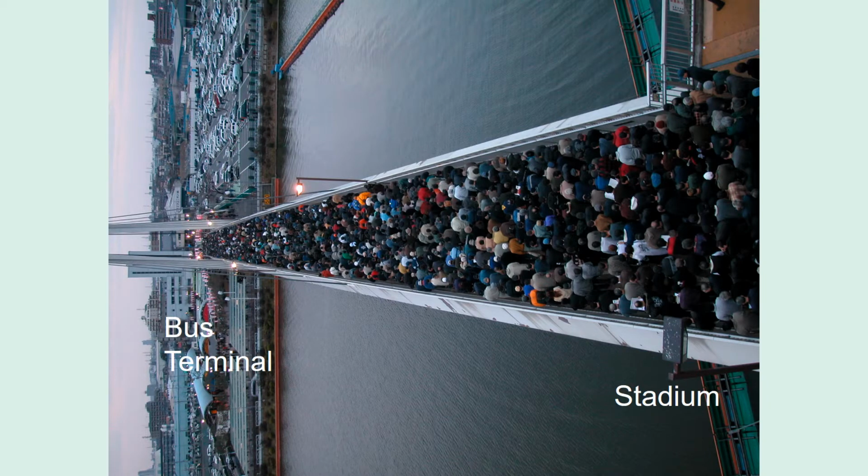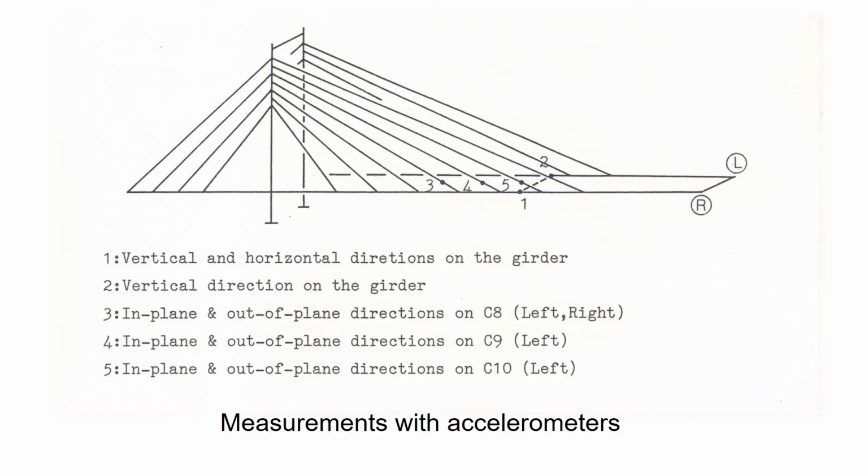The bridge owner is worried because on a special occasion like the New Year's race, the bridge is overcrowded like this. In this kind of situation, the bridge would severely vibrate and cause panic among people. I have to fix this problem, but we can't get a solution before we understand the mechanism of this vibration. So I attached accelerometers to the girder and the cables.